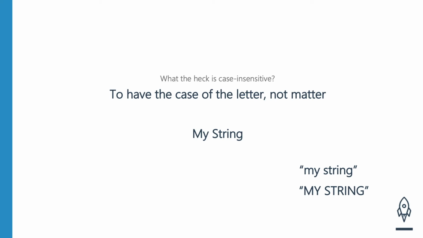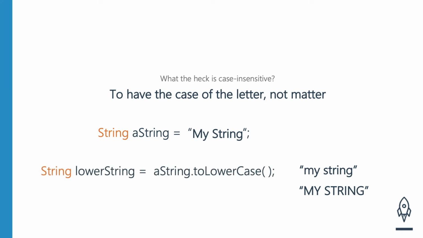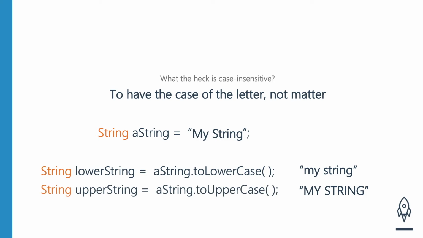So to do this, we set it to a variable and we say a string dot toLowerCase to convert my string all to lowercase. Or you might have already guessed, to do it to uppercase, we do the same exact thing, but we say toUpperCase. And this modifies the case of all the characters within the string.